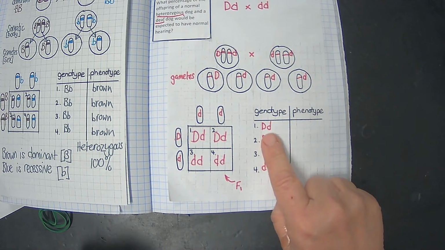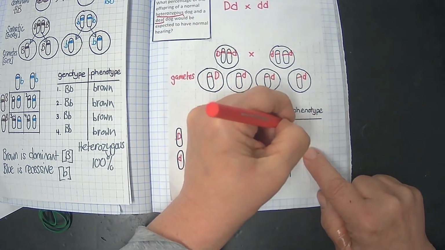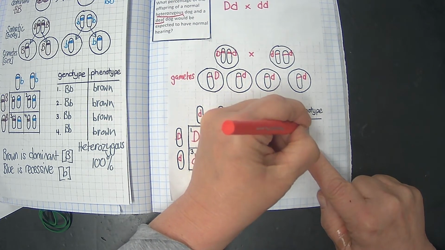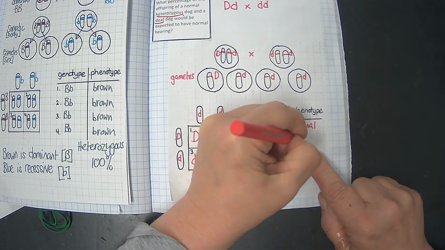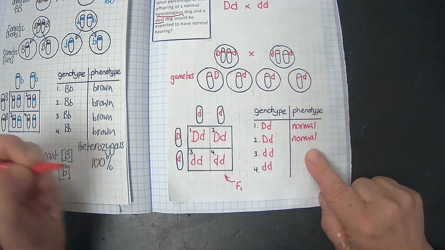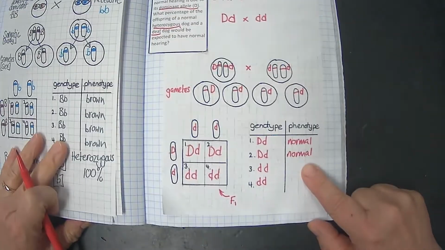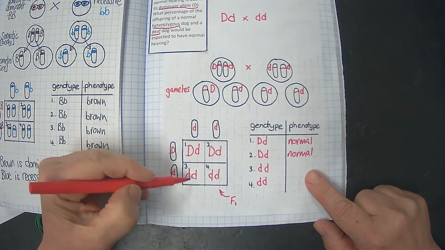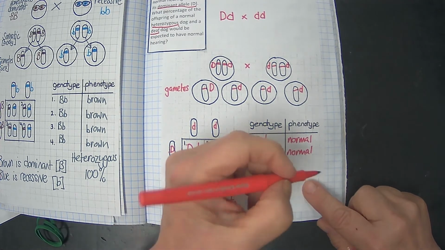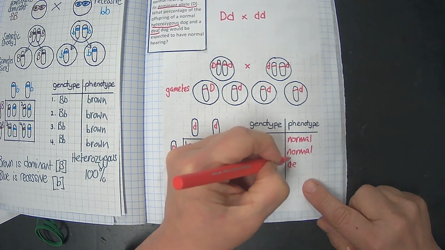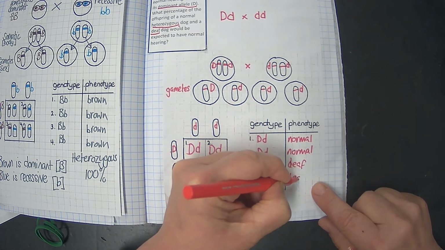Okay, so if I'm big D, little d, I've got one dominant allele. I know big D was normal. So there is a chance for a normal hearing dog. And number 2 is the same. That is also a chance for a normal hearing dog. And because I wrote those down, there's no way I'm going to make a mistake on it. Little d, little d, that is homozygous recessive, so that's going to be a deaf dog. And this one is going to be a deaf dog.